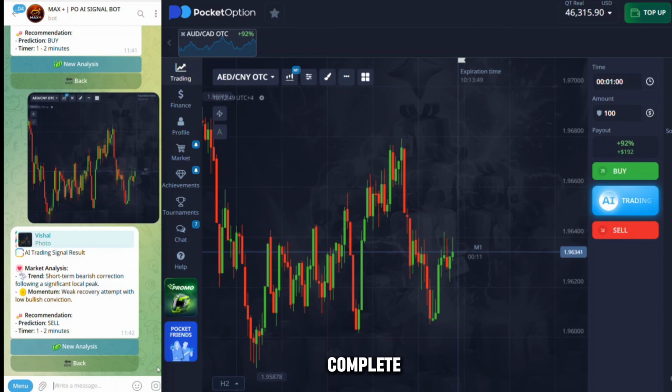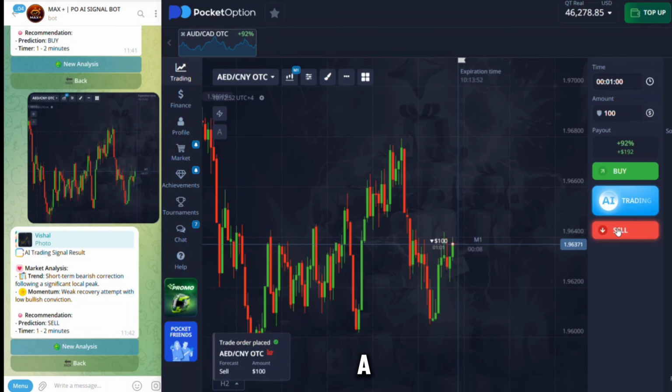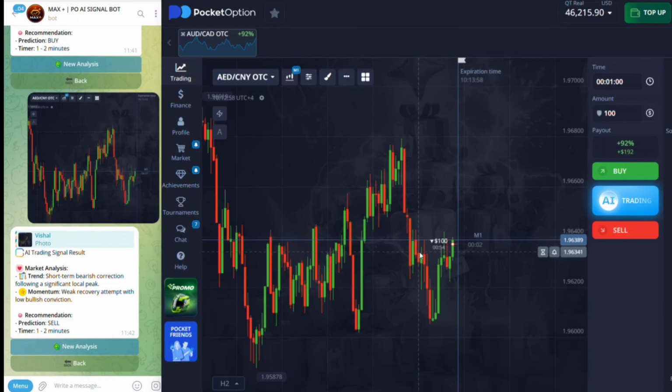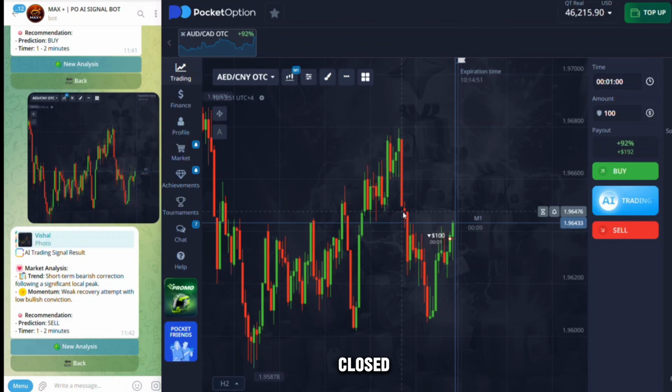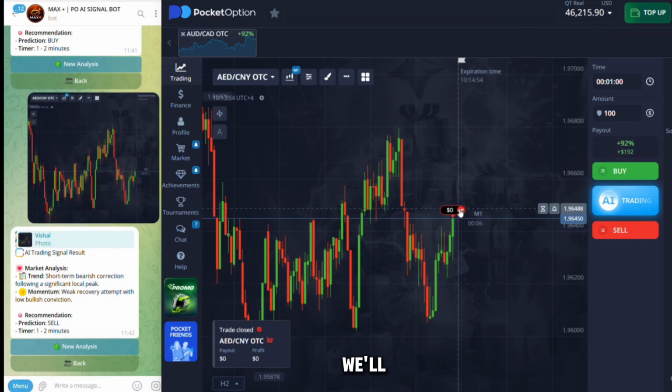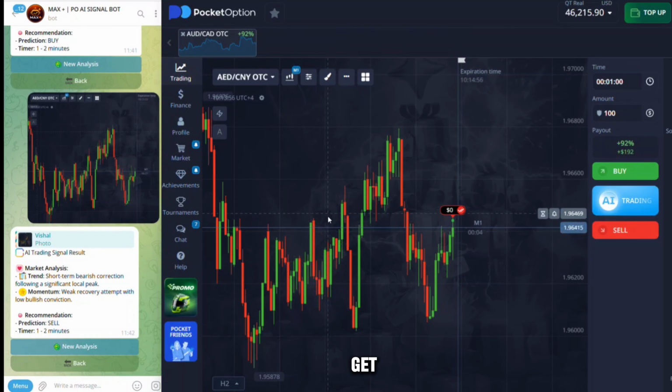The analysis is complete. This time, the bot is suggesting a sell trade with a 1-minute expiration time. Let's place the trade. The trade is now active. The position has closed. Trade loss, no problem. We'll use a martingale trade to recover the loss and get back into profit.